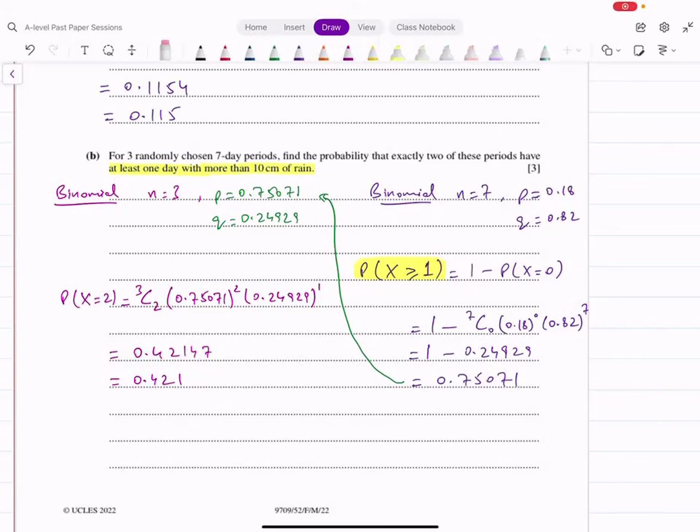This was binomial inside a binomial. This is the more complicated type of question that you can get in binomial. This is what you were supposed to do here.